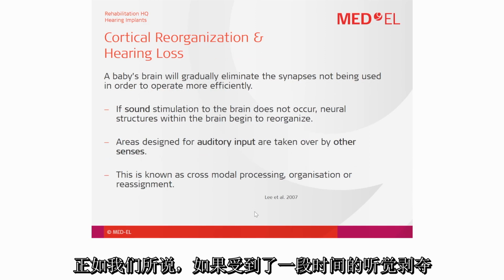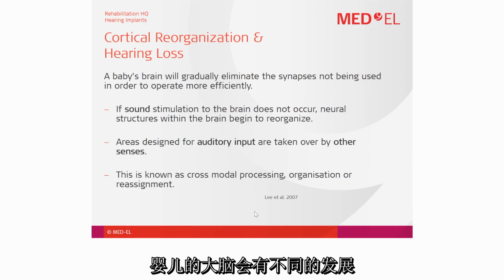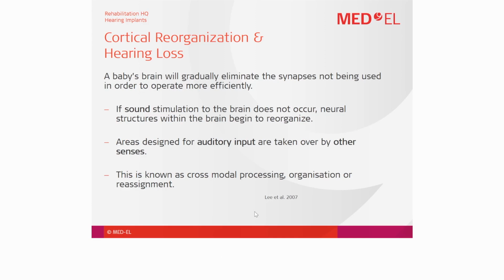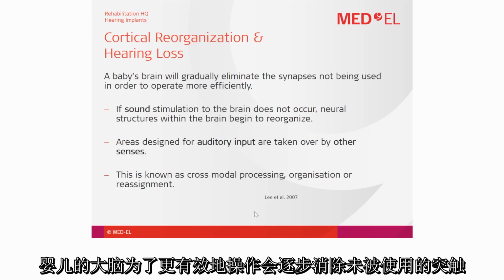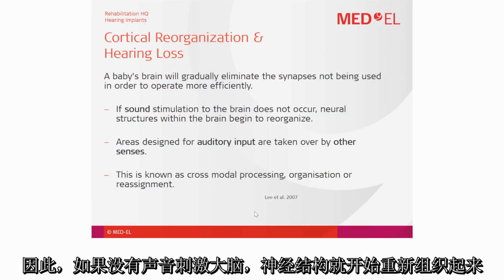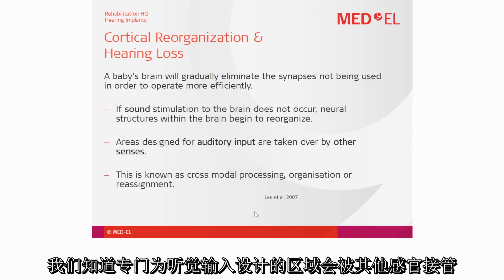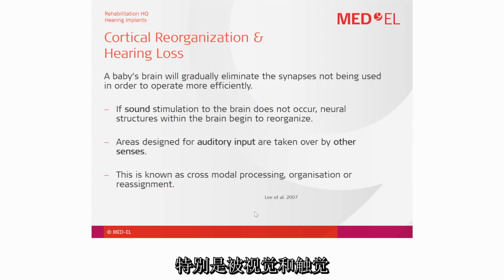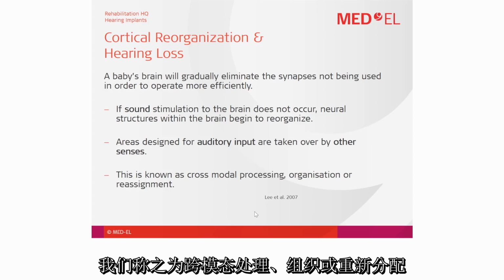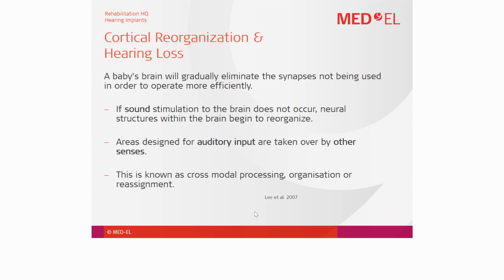As we've said, a baby's brain, however, if there is a period of auditory deprivation, develops differently. A baby's brain will gradually eliminate the synapses that are not being used in order to operate more efficiently. So if sound stimulation to the brain doesn't occur, neural structures begin to reorganize themselves. We know that the areas specifically designed for auditory input are taken over by other senses, particularly the senses of vision and touch. And we call that cross-modal processing, organization, or reassignment.